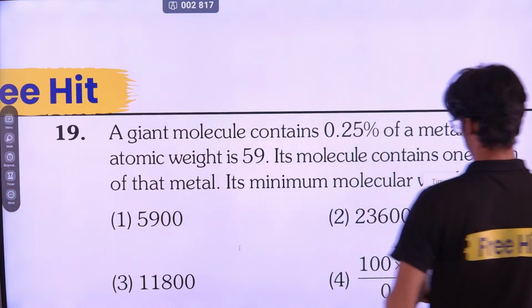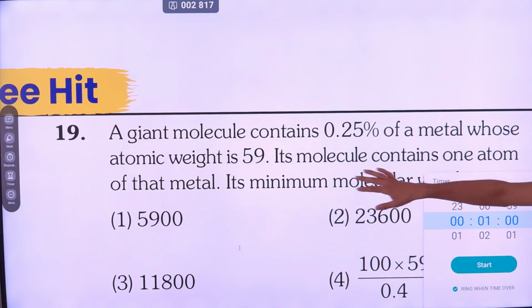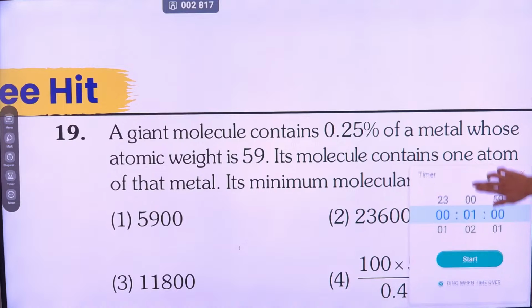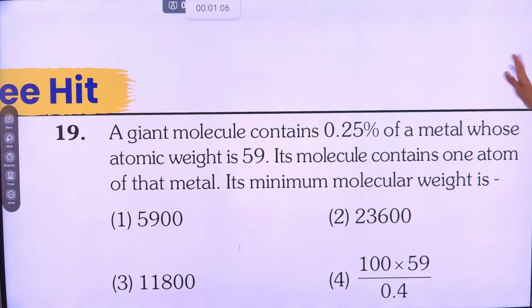Let me just see what type of problem it is. A giant molecule contains this much percentage of a metal whose atomic weight is 59. Its molecule contains one atom of that metal. Its minimum molecular weight is, it's very easy. Just 10 seconds extra, 6 seconds is extra.